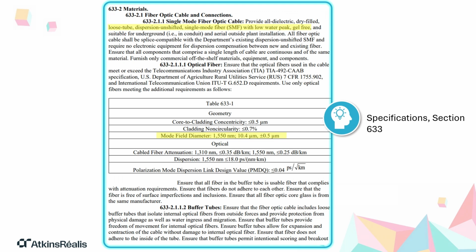Looking now at the standard specifications, section 633, you can see here, highlighted at the top, where it specifically says that we will use loose tube, single mode fiber optics with low water peak, gel-free installation. So we talked about the loose tube fiber optic cable type, and now you can see that that is a mandated requirement here within Florida Department of Transportation. Similarly, you can see down here highlighted in the middle where it talks about the diameter of the individual fibers. We are required to use a 1550 nanometer single mode fiber optic.